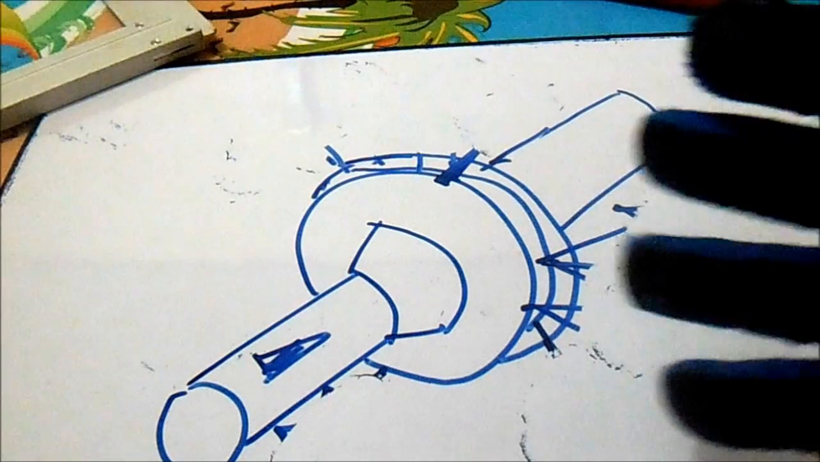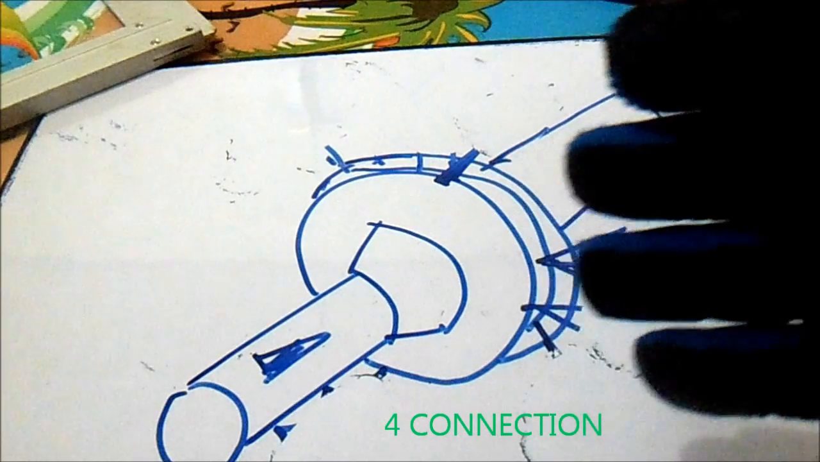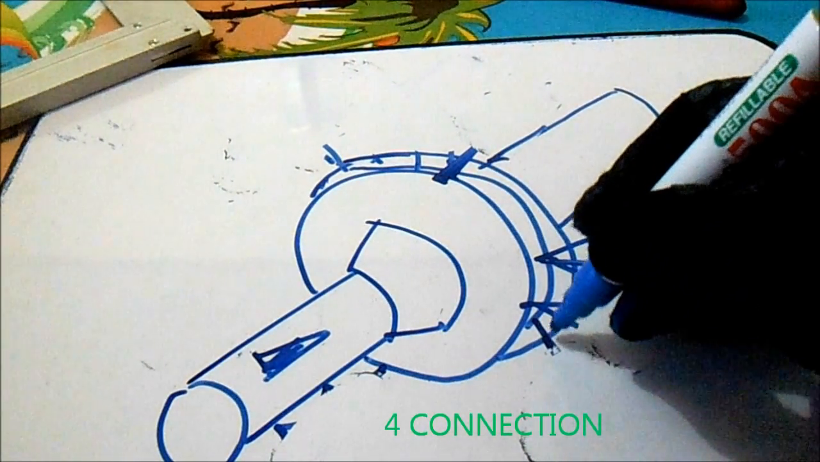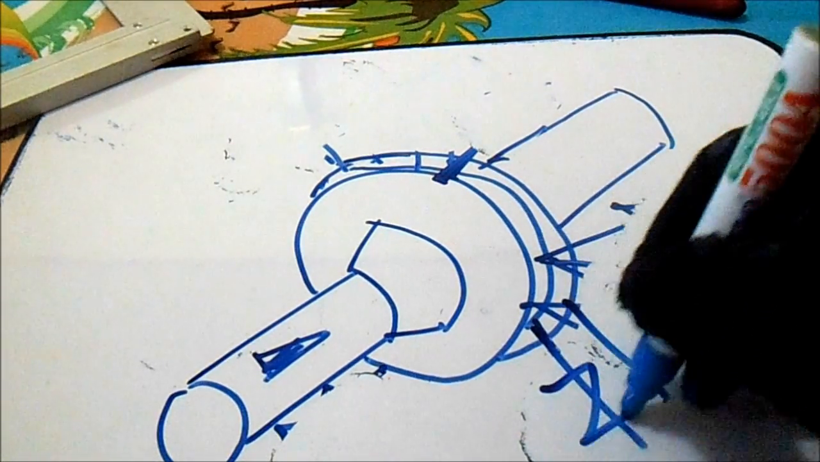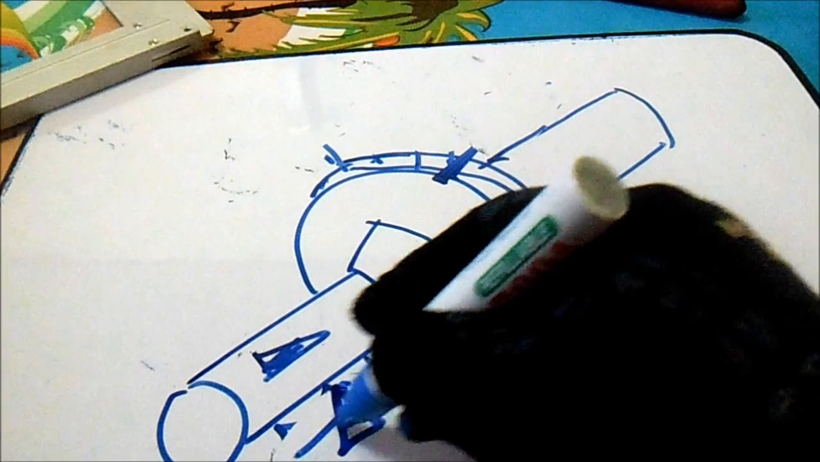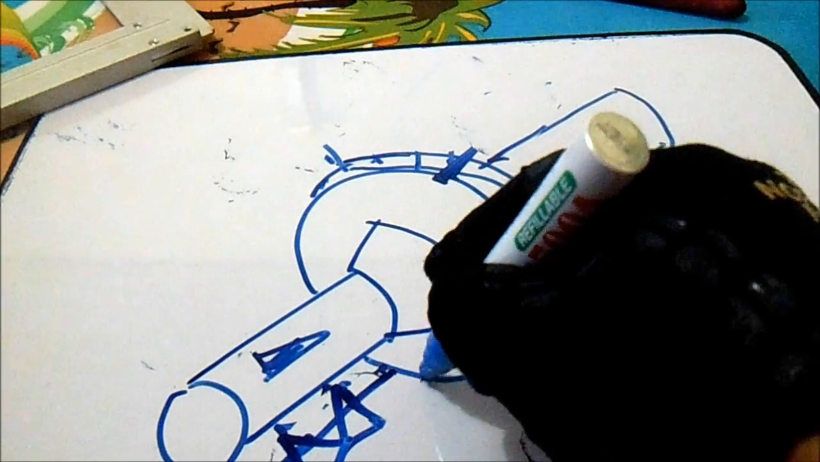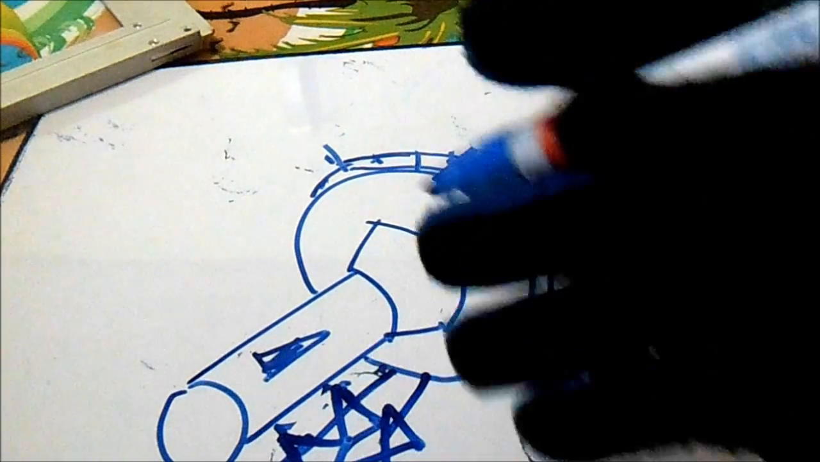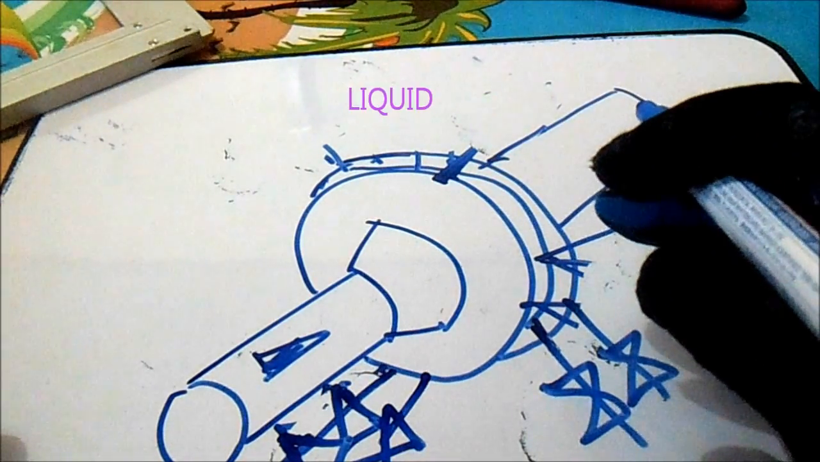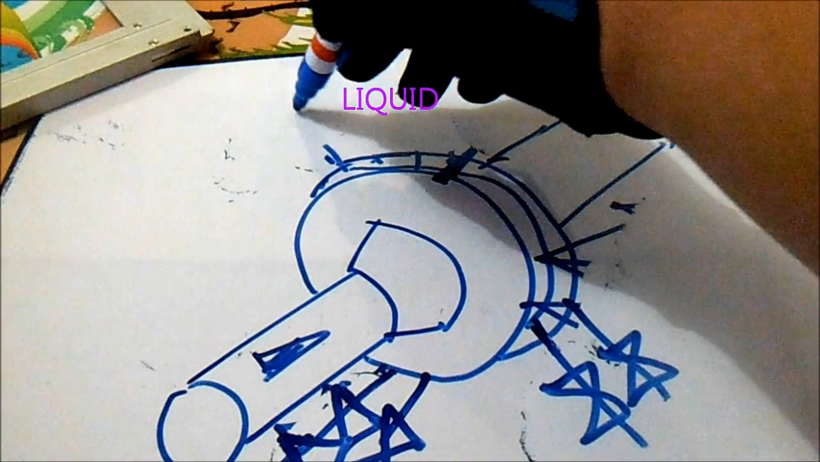Now we have a four connection. For the four connection, from the liquid, we have two bulbs here also, and we also have two bulbs here. So this is the four connection. This is for the liquid, the same as the two connection, just put the two.